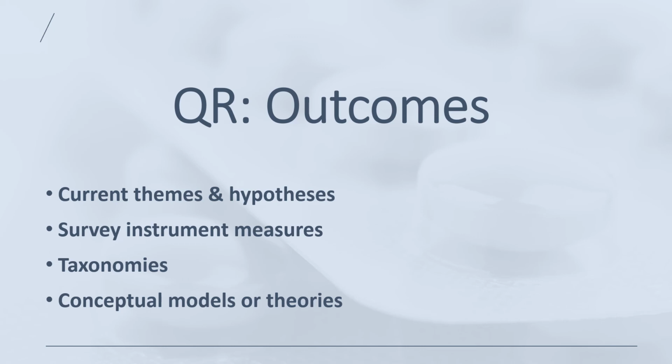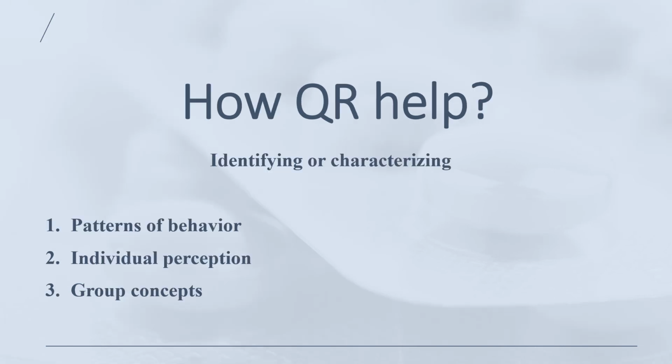Of the four major products of qualitative research, the most common we see in education are recurrent themes or hypotheses. So themes are unifying concepts or statements. How does qualitative research help?